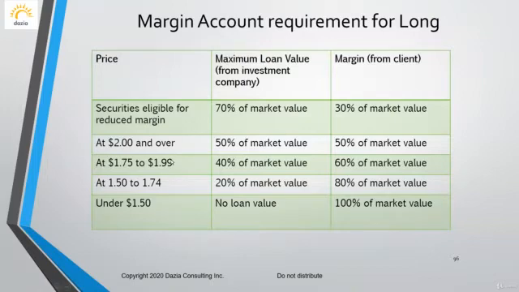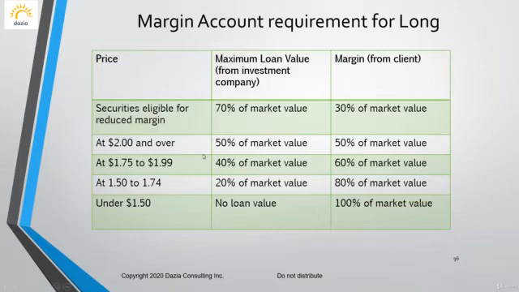If the price is between this range, then it becomes a 40% loan they'll give you, and obviously to make it 100%, you have to put in 60% of the value. If it was $10,000, you put in 4,000, they put in 6,000. I'm sorry, it's the other way. The investment company will put in 4,000, and you need to put in 6,000 as an investor. And if the price is between $1.50 and $1.74, it means 20% is the loan you will get, and you as an investor need to put in 80%.